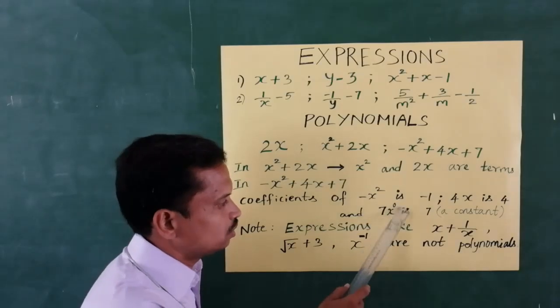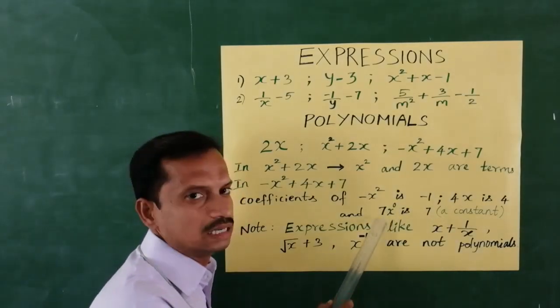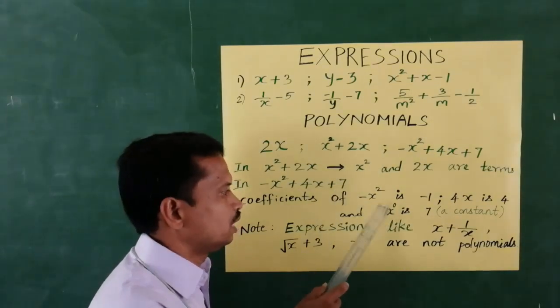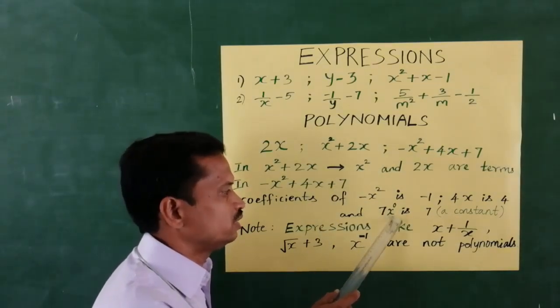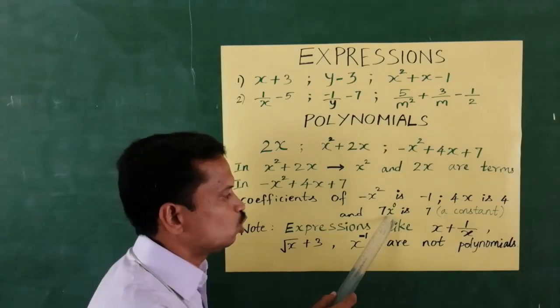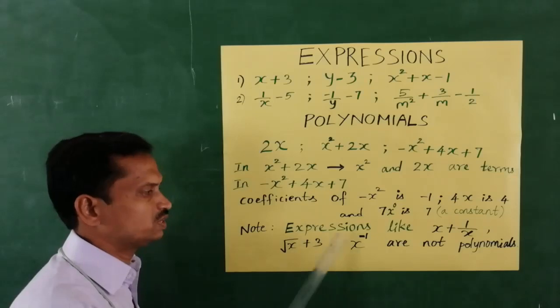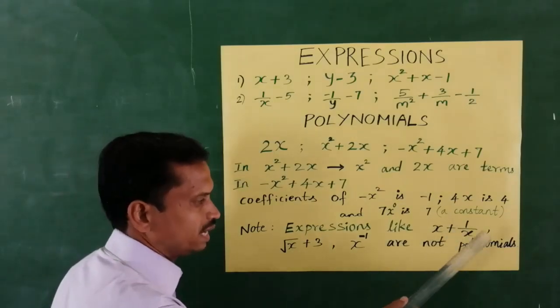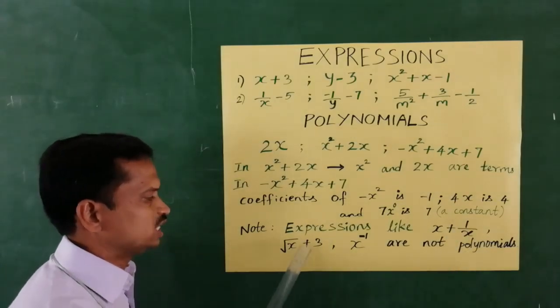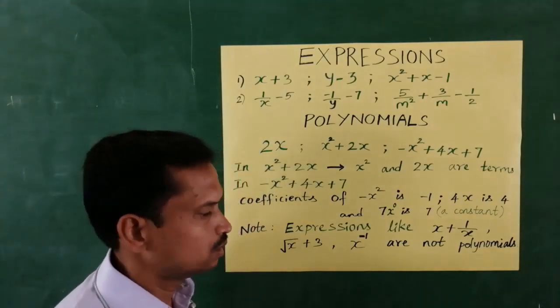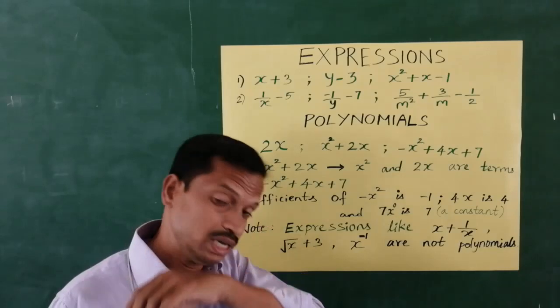So only I have given a different color. 7 is the number, and you can write it as 7 into x power 0, and whose coefficient is 7, a constant. And you see expressions like x plus 1 by x, root x plus 3, x power minus 1, these are not polynomials. You know why?